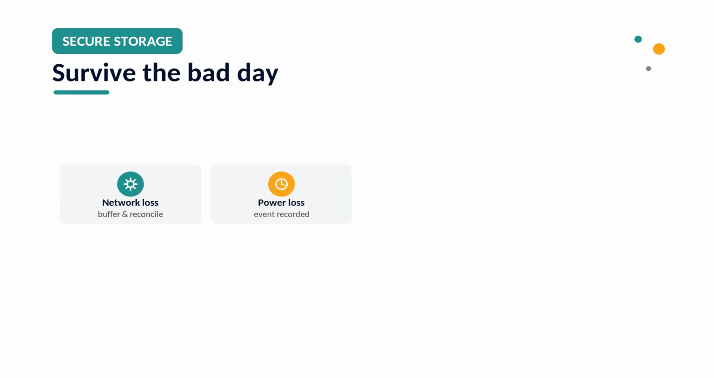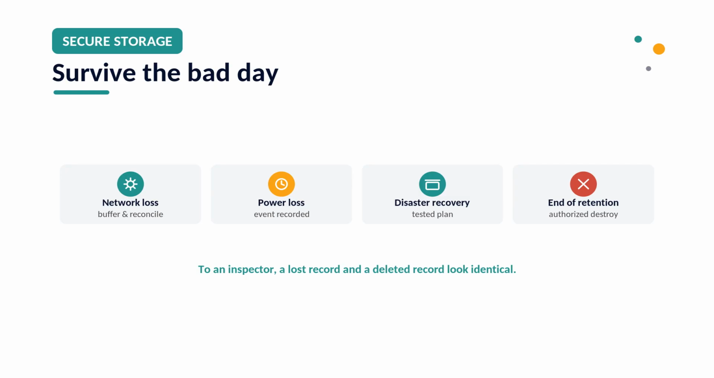And integrity has to survive the bad day. Network or server loss? Instruments buffer locally and reconcile, with no silent gaps. Power failure. The system records the event instead of losing the run. Disaster recovery. A documented, tested plan: where the copy is, who restores it, how long it takes. And at the end of retention, destruction is deliberate, authorized, documented, and irreversible, never ad hoc. To an inspector, a lost record and a deleted record look identical.